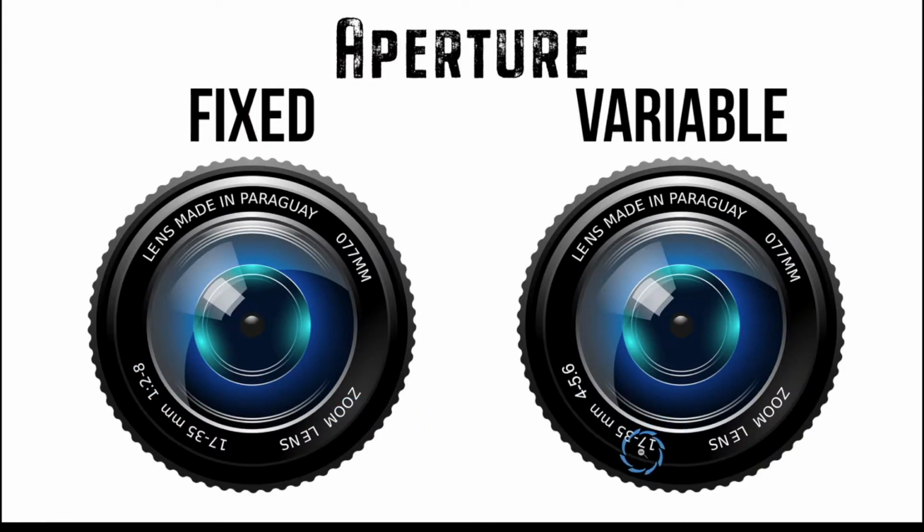Down here, we have the same 17 to 35 lens, but this is an f4 to 5.6, meaning that at 17 millimeters, it's going to be f4, and at 35 millimeters, it's going to be 5.6. So a lot of times you're going to hear information on fixed aperture versus variable aperture. This is obviously what people would want, but you're also going to pay for it.